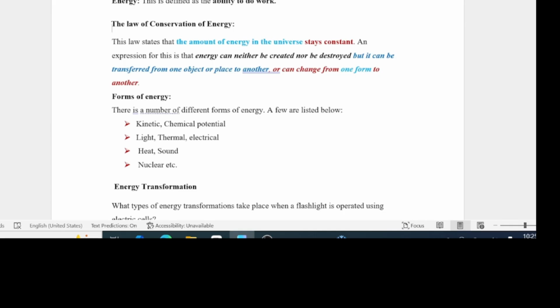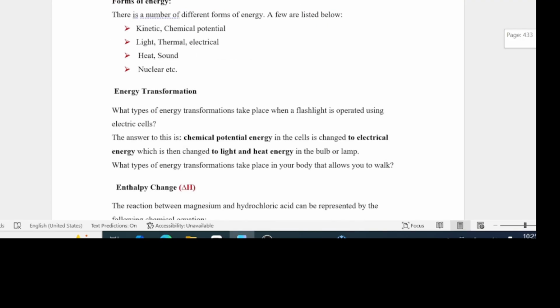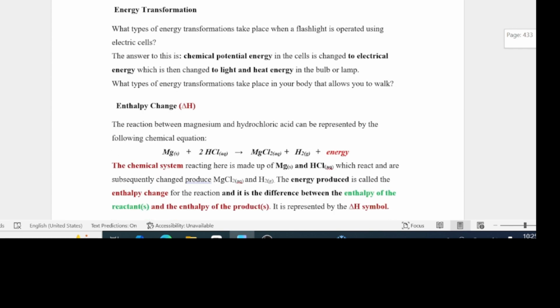There are different forms of energy, you know more than I do, and we have listed a few here: kinetic energy, potential energy, light, thermal, electrical, sound, heat, and nuclear energy. But now we would like to talk about energy transformation as happens during chemical changes.